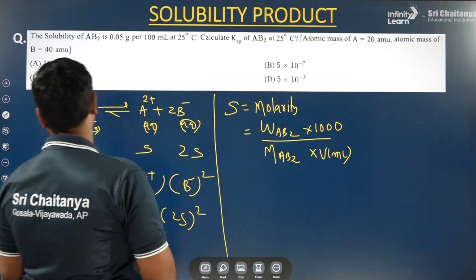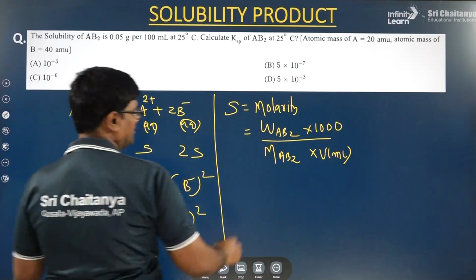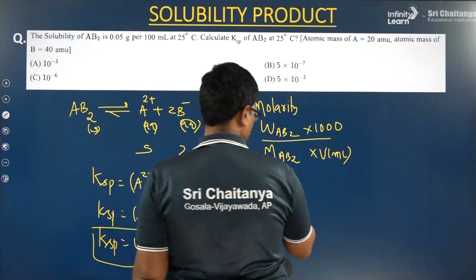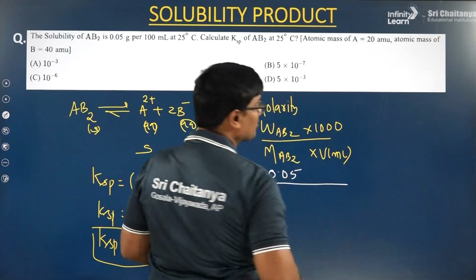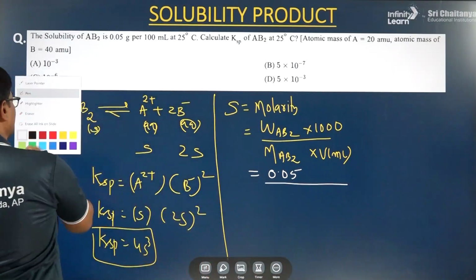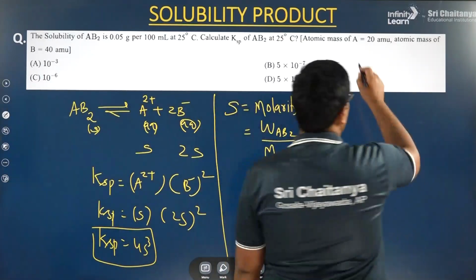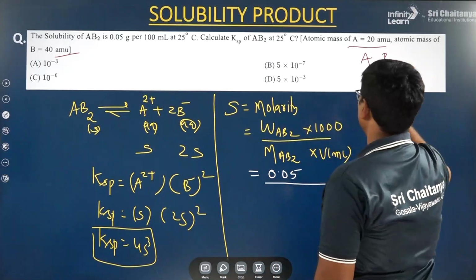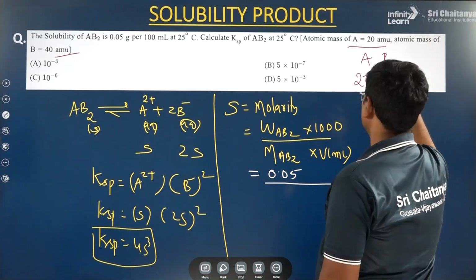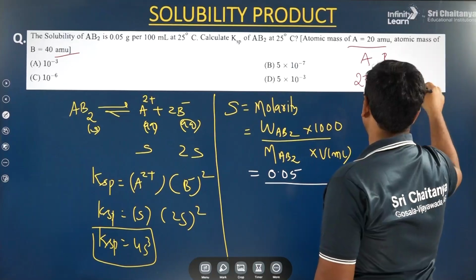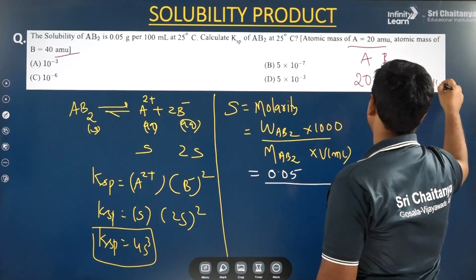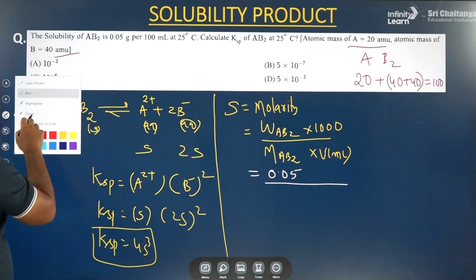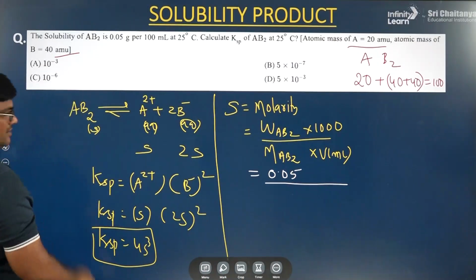What is the weight of AB2? It is mentioned as 0.05 grams. What is the molar mass of AB2? They have given the atomic mass of A as 20 and the atomic mass of B as 40. That means AB2 is 20 plus 40 plus 40, total 2 atoms of B, so we get 100 gram per mole. The molar mass of AB2 is 100 gram per mole.